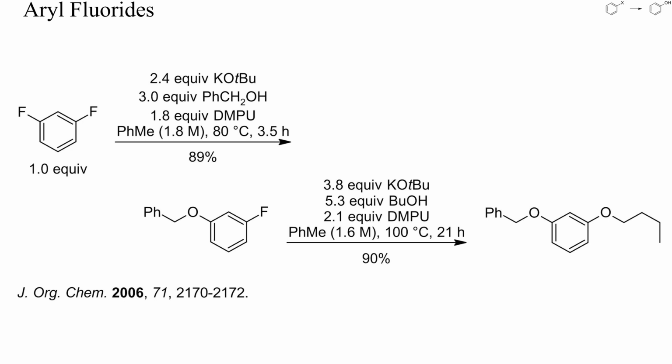Here 1,3-difluorobenzene was treated first with an excess of benzyl alcohol and potassium tert-butoxide, and a clean substitution of only one of the two fluorine atoms occurred. The second fluoride was displaced with butanol under conditions like those of the first substitution.